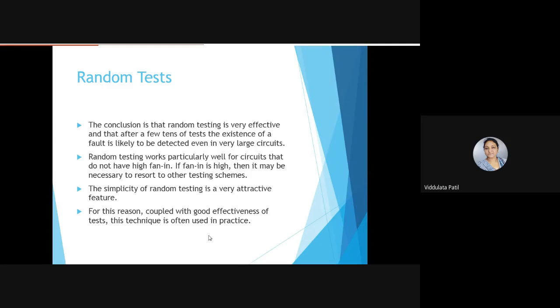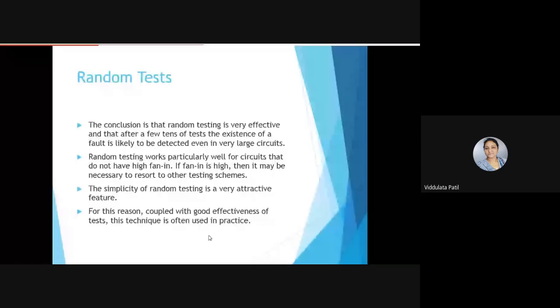Now, random testing is very simple, so that is the attractive feature of this random test. With its effectiveness, this technique is mostly used in practice. Okay, so this is one method that is used for testing of digital circuits. These are the different testing methods for combinational logic circuits. We have discussed till now three methods, that is the stuck-at model, then path sensitization and random test.